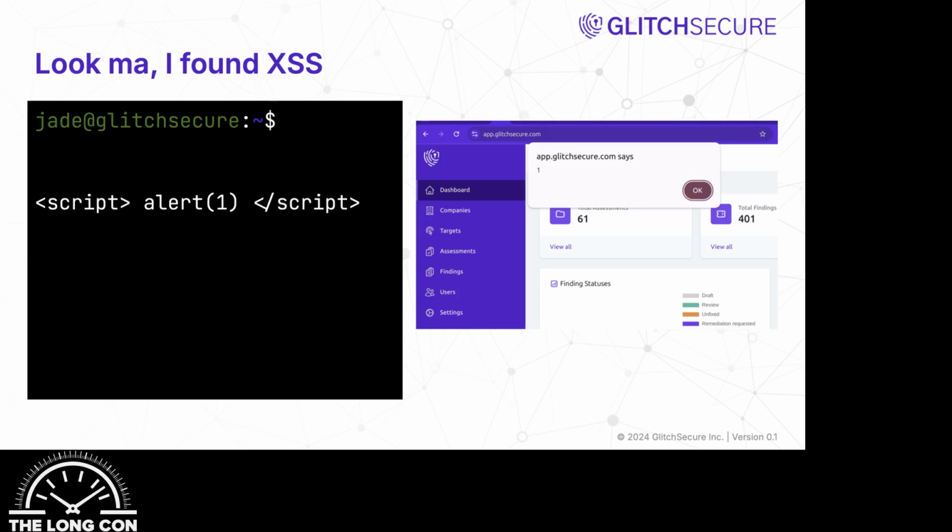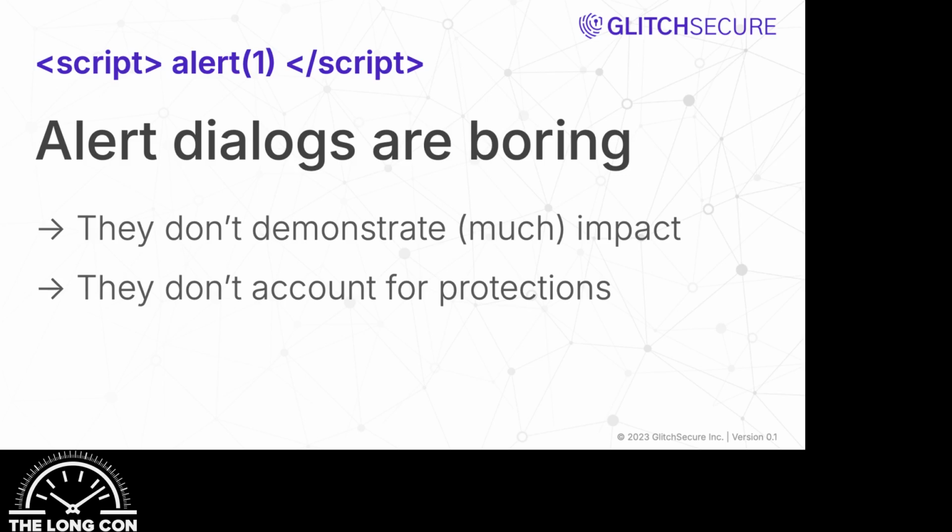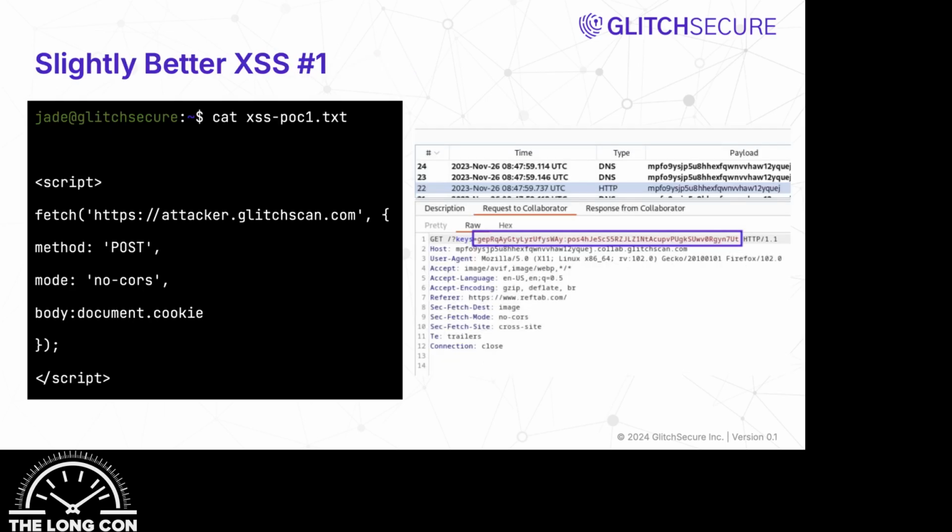The real problem with this is alert dialogues are boring. First off, that's a problem in my opinion. I like to have a bit of flair when I'm hacking things, like we are hackers after all. They don't really demonstrate impact, right? So I've got an alert. So what? We can annoy people? And they don't really account for protections you might have, whether you have a CSP or something similar, where maybe you can't do anything with that cross-site scripting vulnerability. Maybe it's only self-XSS. And so I'm going to walk through a couple of examples here of how we can do a little bit of a better job.